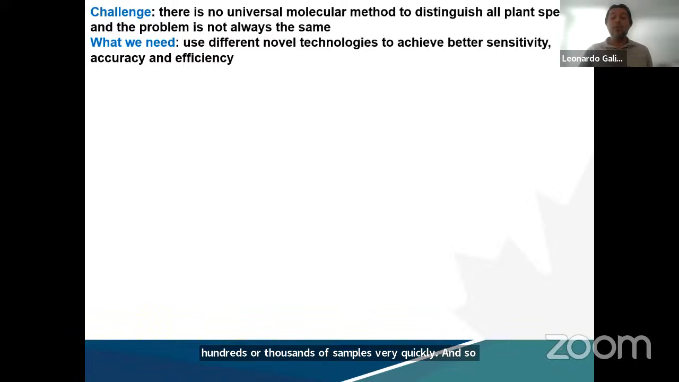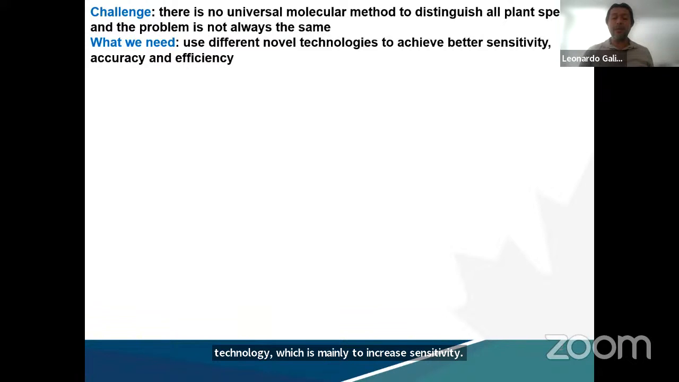And so I will show you three projects that we've been conducting in the last 2 years in the lab. One is DNA barcoding, which allows us to increase accuracy. The second one is protein biotyping, which allows us to increase efficiency. And the last one is an assay based on CRISPR-Cas technology, which is mainly to increase sensitivity.